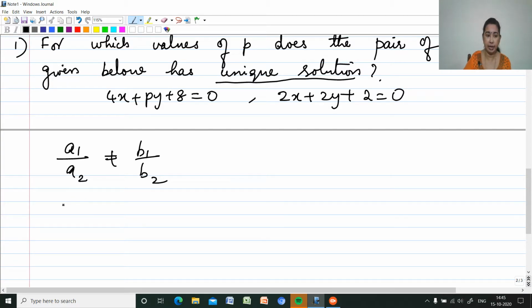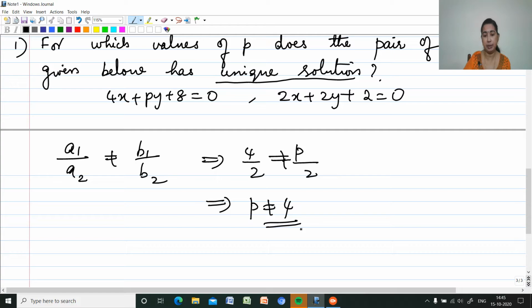Now what is a1 by a2? Here a1 is 4 and a2 is 2, so this can be written as 4 by 2, and that is not equal to b1 by b2, which is p by 2. This means that p is not equal to 4. So what is the meaning of this? We can say that p can take all values except 4.